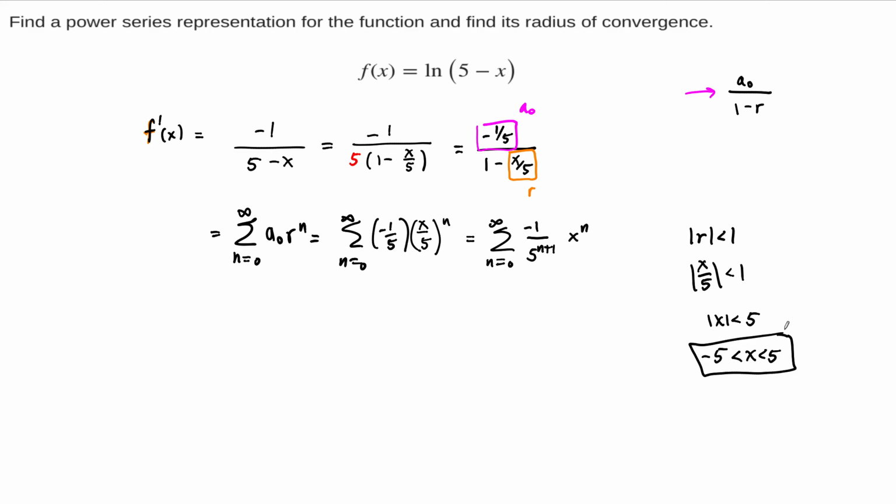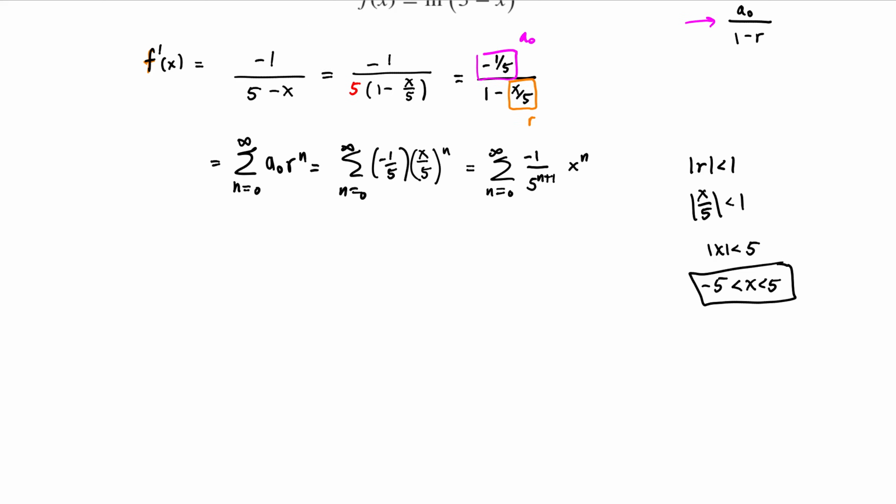Now, I've just dived right into this, because I found that the derivative of this function looks like the sum of a geometric series. But if I took the derivative of this function to find the power series, then I didn't find the power series of the function. So what I need to do next is undo the derivative. We have just found that f prime of x is equal to the sum n goes from 0 to infinity of negative 1 over 5 to the n plus 1, x to the n. And I want to undo this derivative. So how do you undo a derivative? Well, you integrate. So integrate both sides with respect to x.